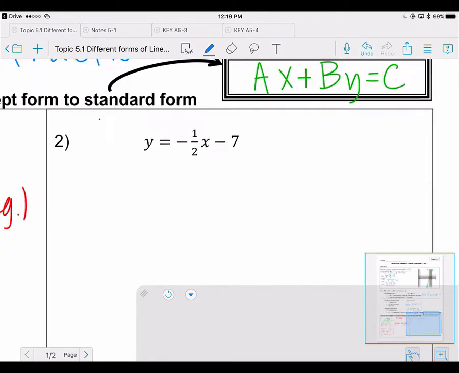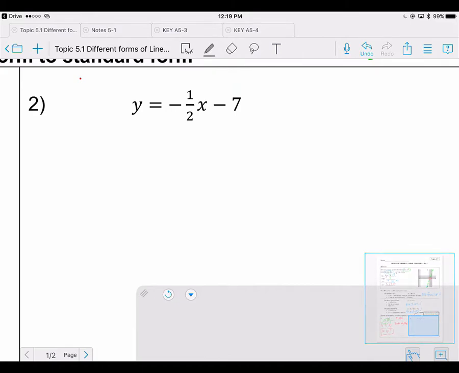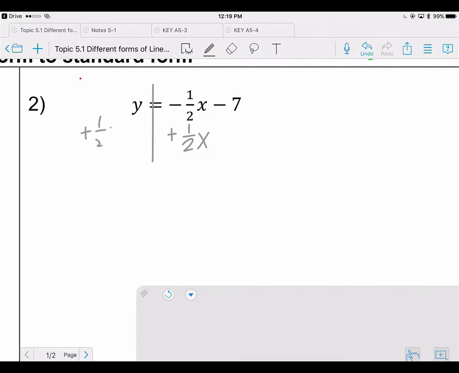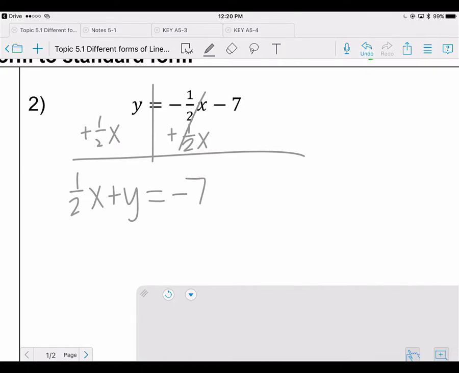Problem 2, we are still trying to get this in standard form. So again, my x needs to move to the other side, so I add 1/2 x to both sides. Keep in mind, x and y are not like terms, so I do not write them together. When I add straight down, I have 1/2 x plus y, and then -7 on the other side. Now for this one, x and y are together and x is positive. However, we can't have fractions. So what that means is I need to get rid of the fraction with the x. I have to clear out the fraction.